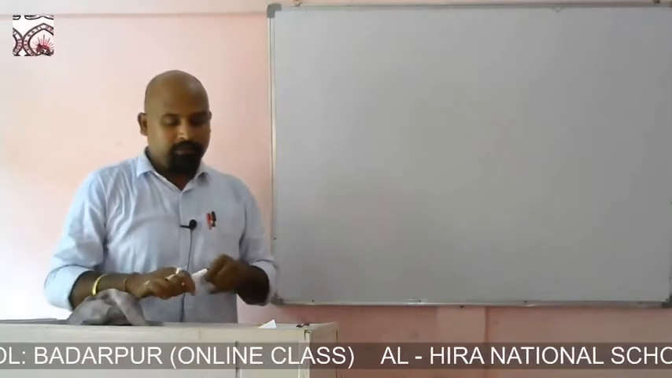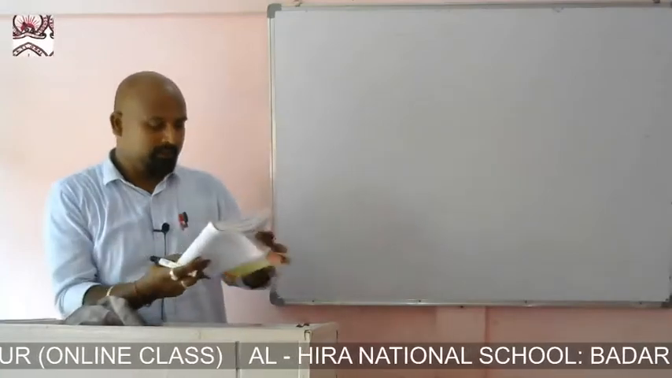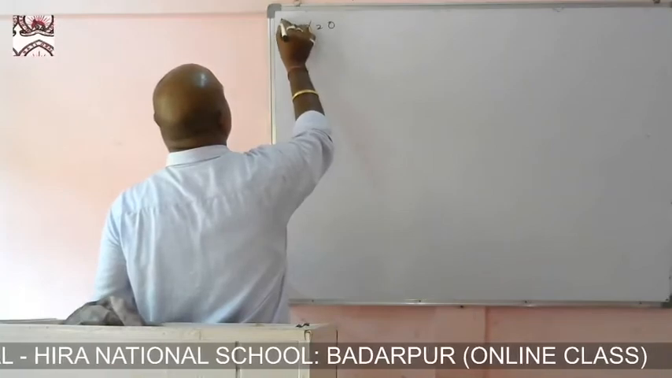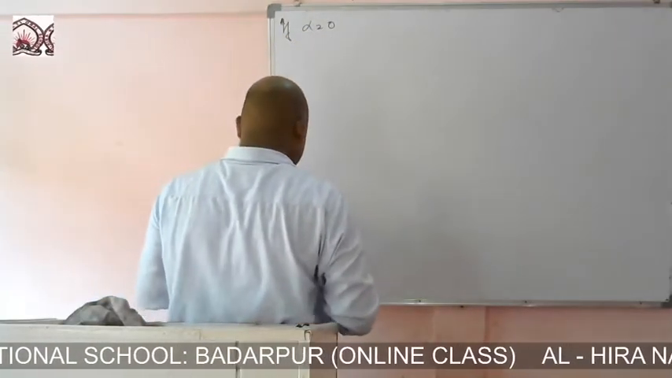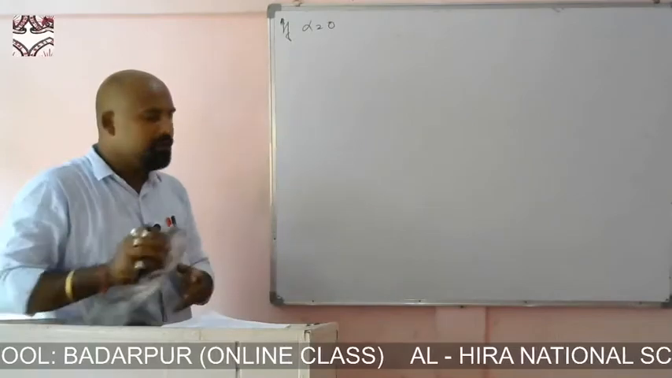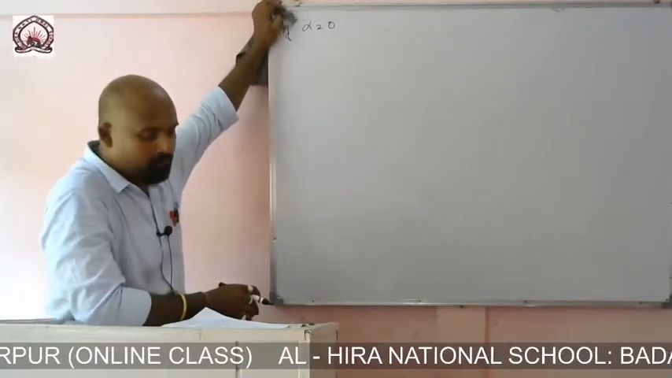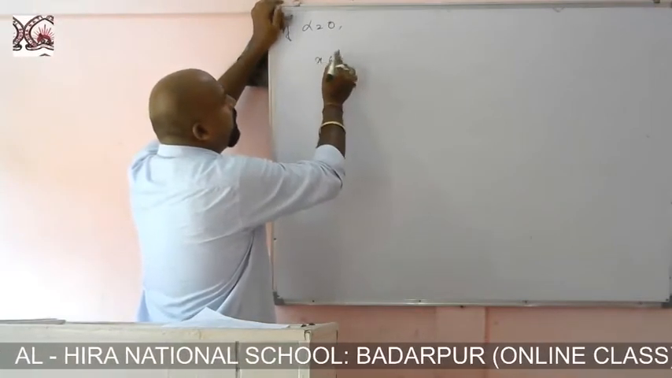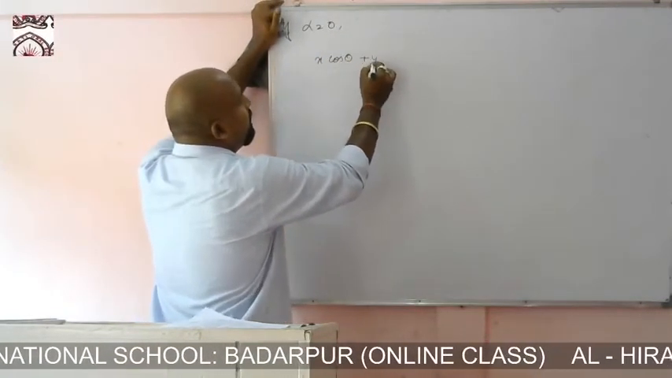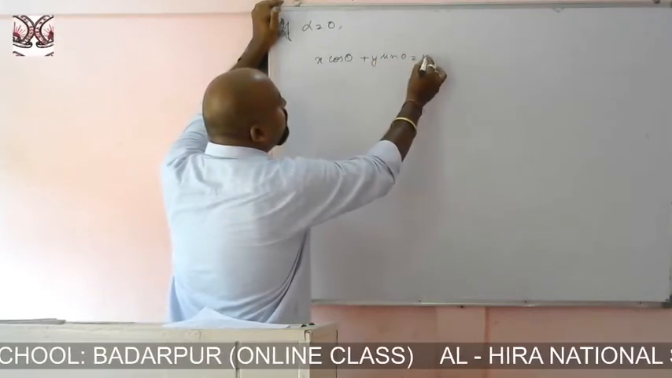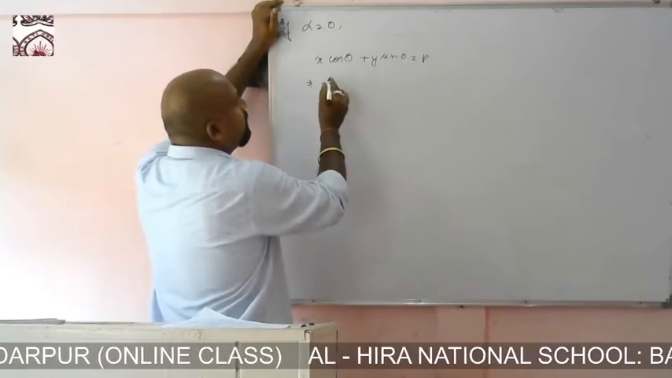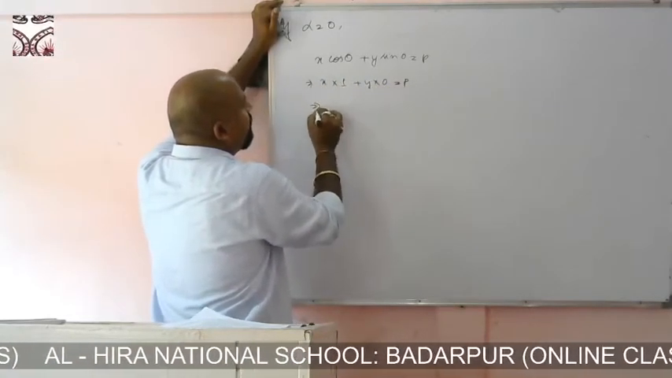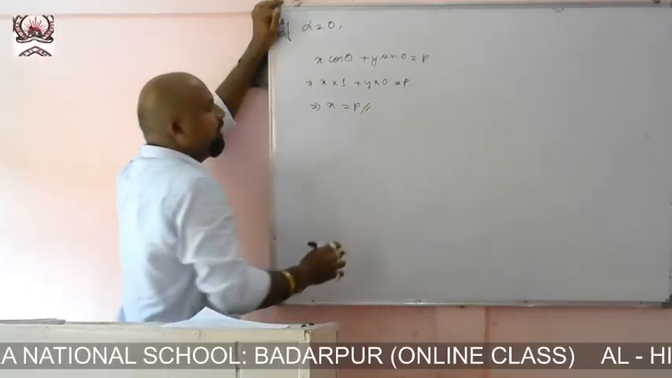Now, if I consider a case that alpha is equal to 0, then what will happen to the normal form? x cos 0 plus y sin 0 equals p. We know cos 0 is 1 and sin 0 is 0, so x equals p.